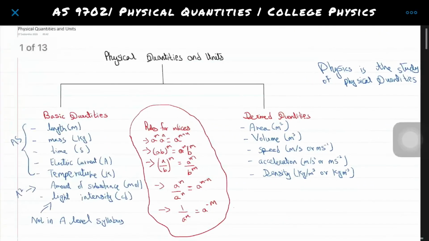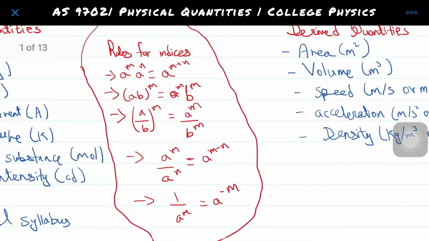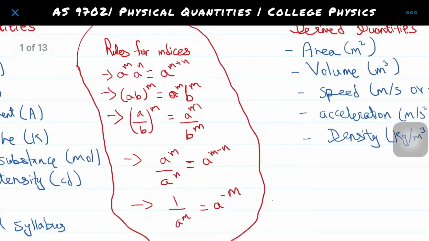Now we move on to the rules for indices. So if you're multiplying a to the power of m with another a to the power of n, then a would remain the same and the powers m and n would get added. Similarly, if ab is being raised to the power of m, then it would become a^m and b to the power of m as well. Now, if we're dividing a by b and all of this is being raised to the power of m, then we're going to be raising each of a and b to m separately as well.